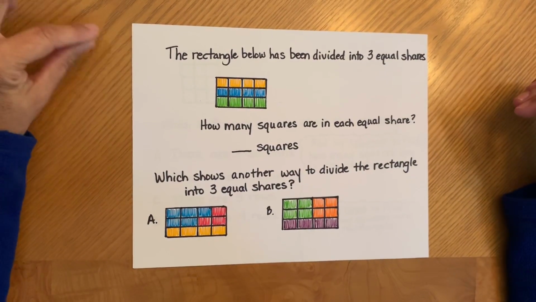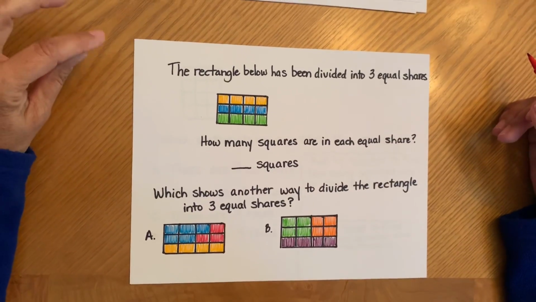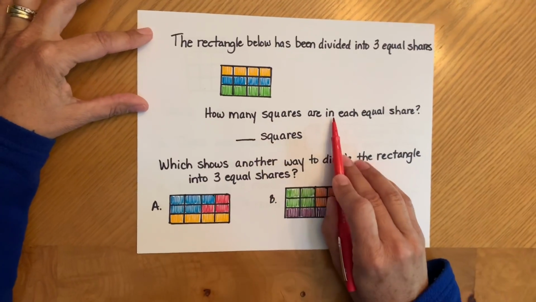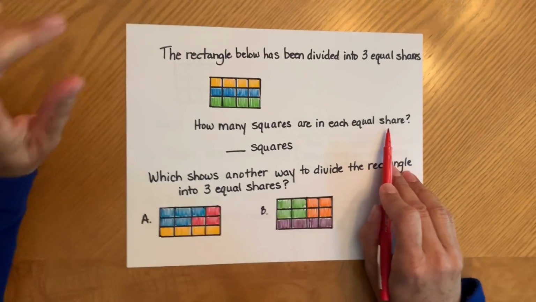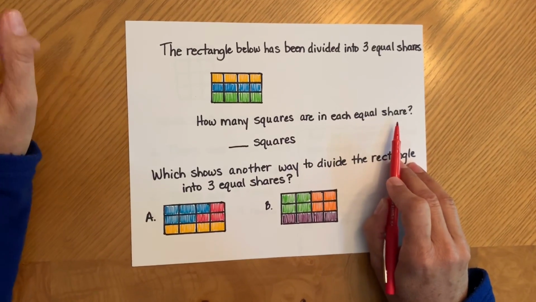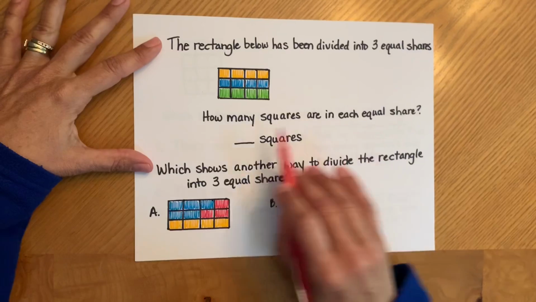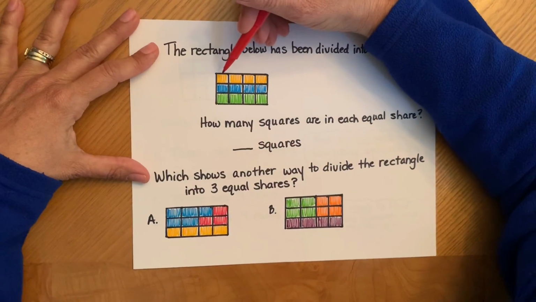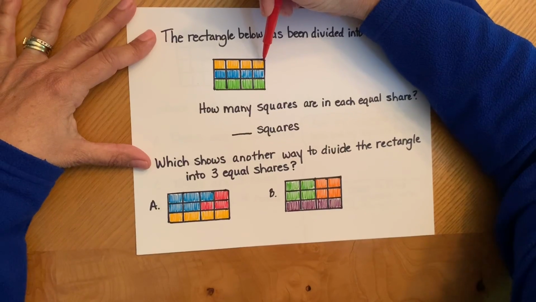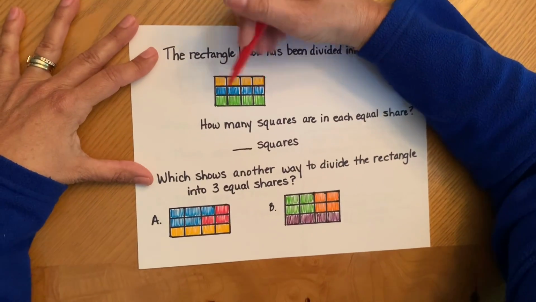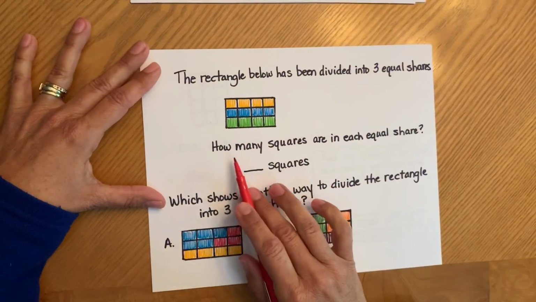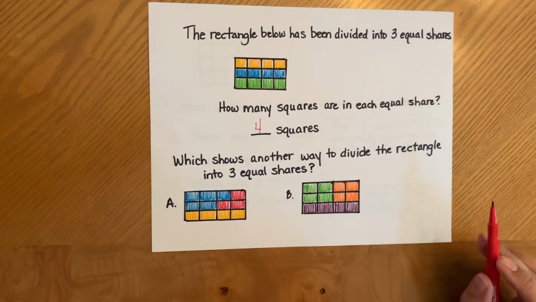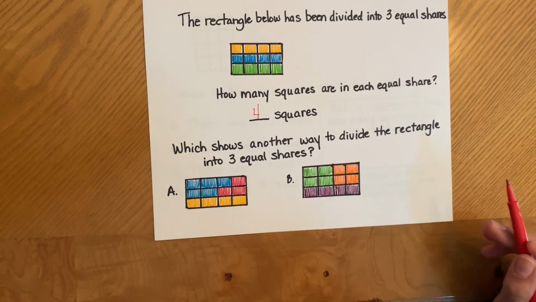Ooh, this one's nice and colorful, right? The rectangle below has been divided into 3 equal shares. How many squares are in each equal share? On the test, it might say square instead of share, okay? So I colored them. This is 4, 4, and 4. So there are 4 squares in each equal share, okay?